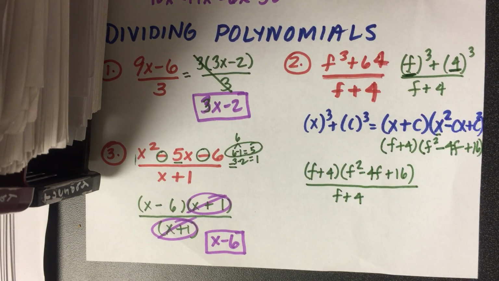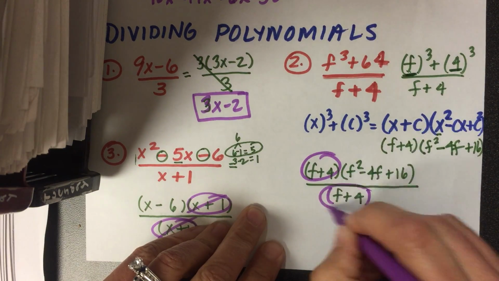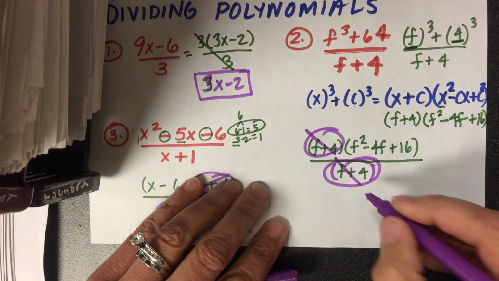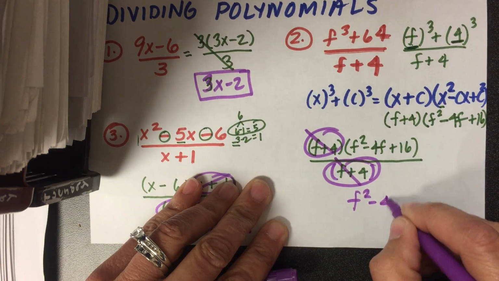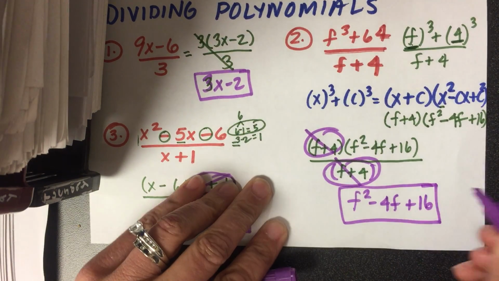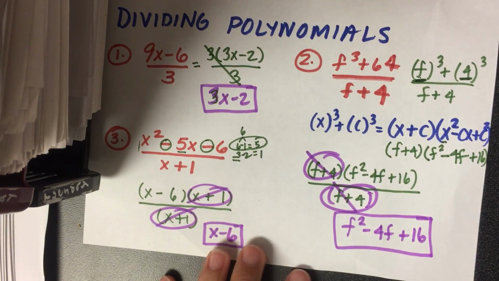Looking at this now, do we have anything that we can cancel or reduce? And the answer is yes. Both of these have an f plus 4 in the numerator and the denominator, so those will divide out into 1. So you're left with f squared minus 4f plus 16. And that is your final answer, reduced. And that is how you multiply and divide polynomials using factoring.